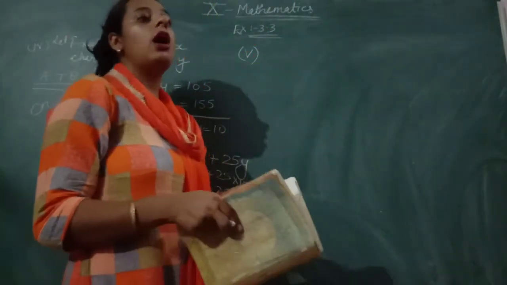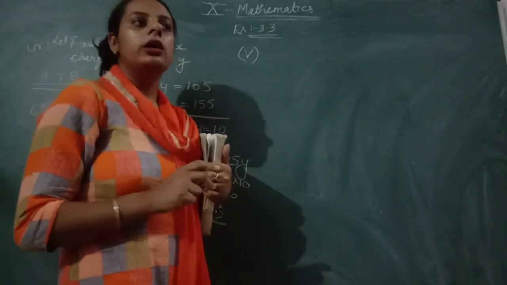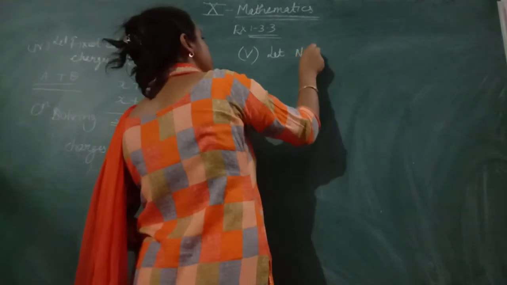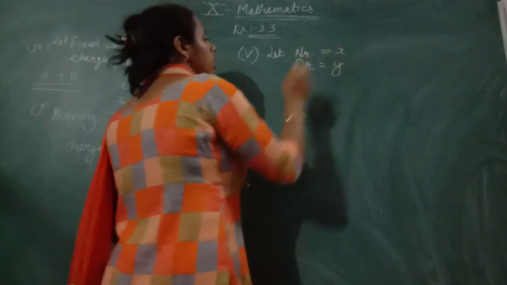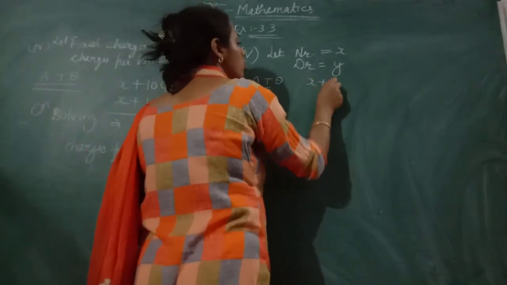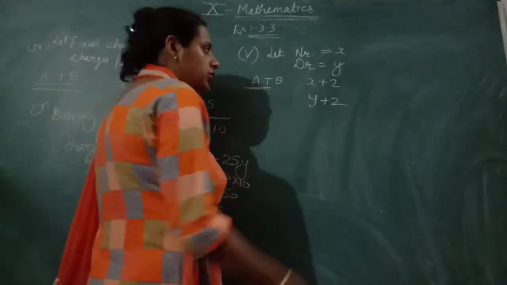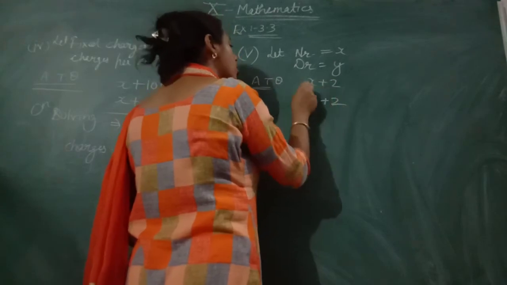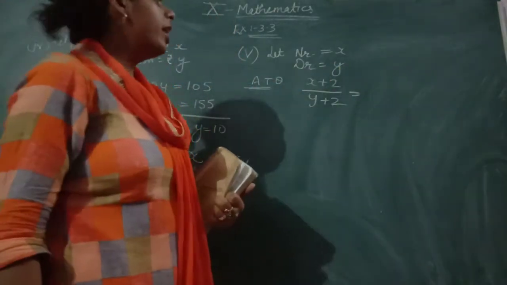As you know how fractions become: fractions become numerator by denominator. So firstly we have to let the numerator be x and the denominator be y. According to the question, when 2 is added in both numerator and denominator, how will you get the fraction? Numerator by denominator. This is your new numerator and new denominator. So the fraction is x plus 2 by y plus 2.